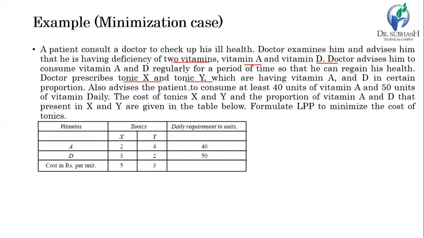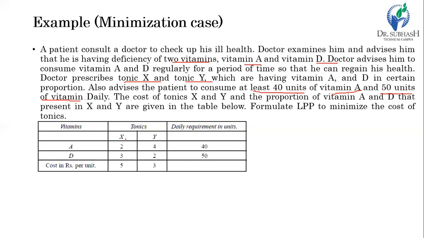The doctor also advised the patient to consume at least 40 units of vitamin A and 50 units of vitamin D daily. The cost of tonic X and tonic Y and the proportion of vitamin A and D present in X and Y are given as per this table. So here, as per the table, there is a requirement of two vitamins, vitamin A and vitamin D. And for that, there are two tonics available for that particular patient, which are X and Y.